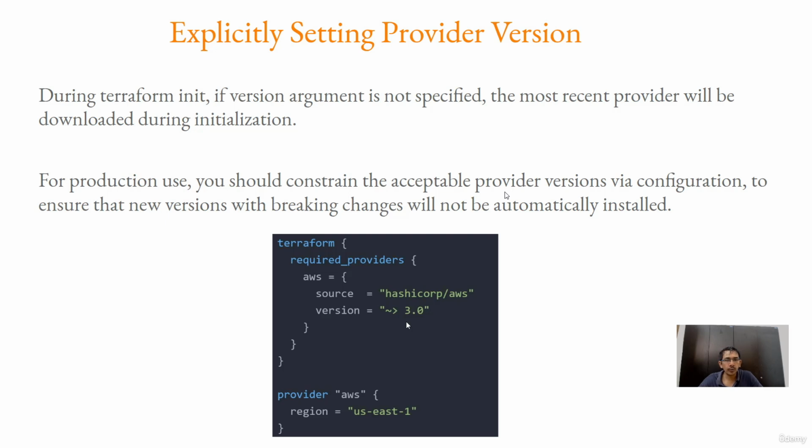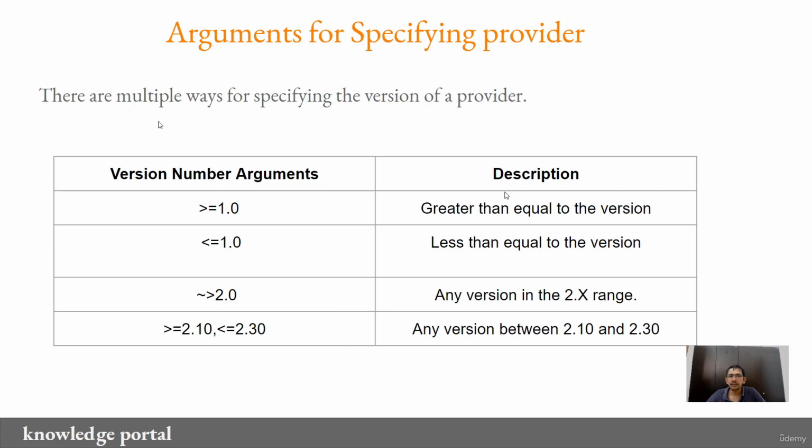Now, one of the questions that comes up is what exactly is this tilde mark and this specific symbol? It is very important for us to understand what arguments you can set along with this specific version field in Terraform. There are multiple ways in which we can specify a specific version of a provider. You have greater than equal to, less than equal to, something called tilde here, and greater than equal to comma less than equal to. So let's quickly look into it.